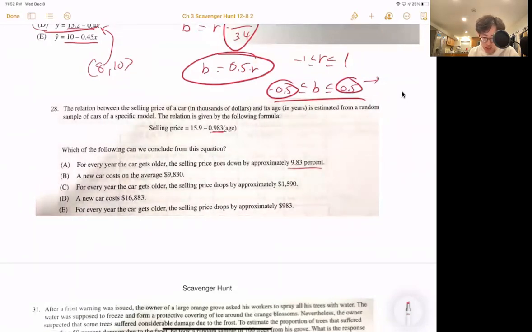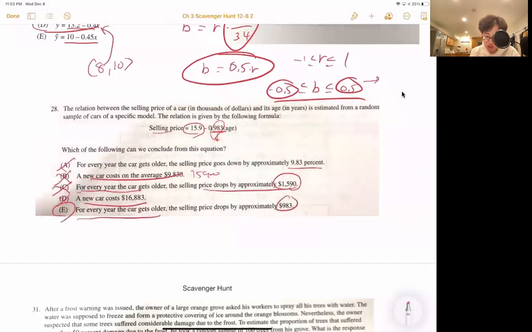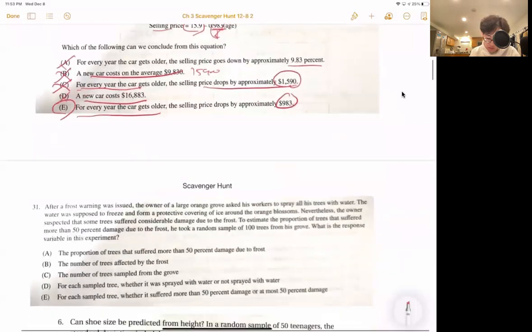Okay, first of all, this is indicated by the selling price in thousands of dollars. So your price actually decreases by 0.983. That's not true. A new car costs this much, which is $15,900. For every new year that gets older, the price drops by this much. No, the price drops by this. New car, nope. So it's E. So every year the car gets older, the selling price drops by $983.